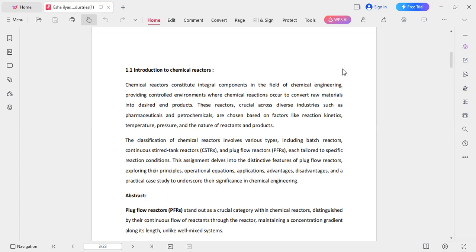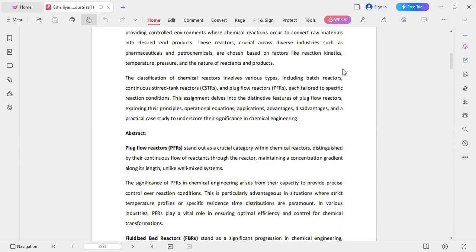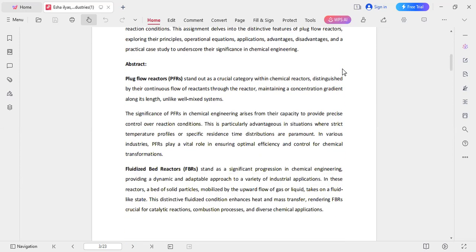Now, I will tell you about the abstracts of all of these reactors. First of all, there are plug flow reactors. Plug flow reactors stand out as a crucial category within chemical reactors, distinguished by their continuous flow of reactants through the reactor, maintaining a concentration gradient along its length, unlike well-mixed systems.